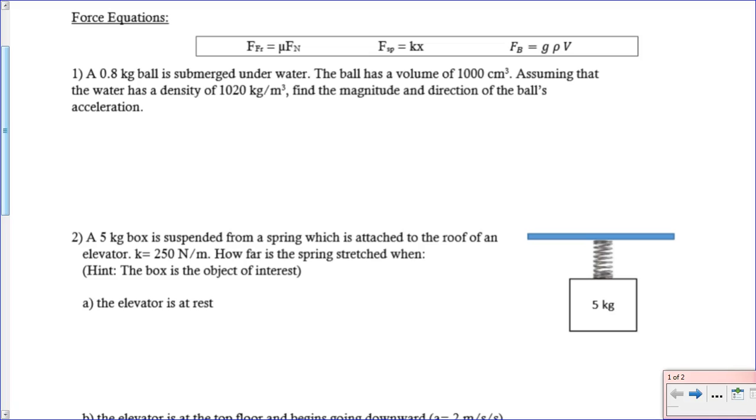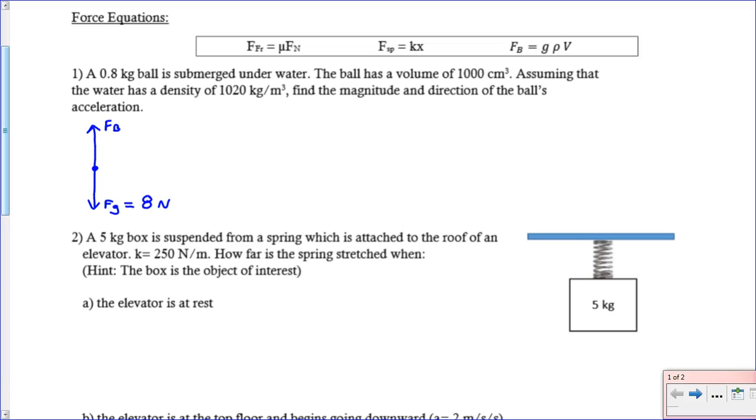A good place to start out with on these problems is to make a force diagram. On this one, there are 2 forces involved. We've got a gravitational force, which is going down, and we can figure out the value of that right away. It's a 0.8 kilogram ball, so that means that the gravitational force is 8 newtons. The other force we have is a buoyant force, F_b. We don't know what that is yet, and that's where we get to our force equations. We can actually calculate this with what's given.